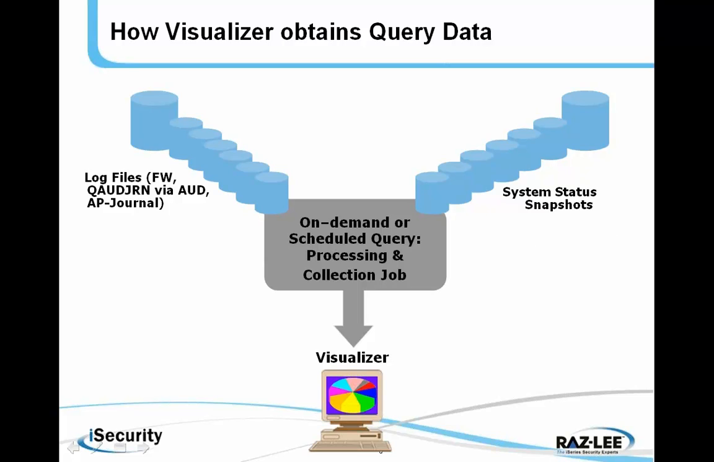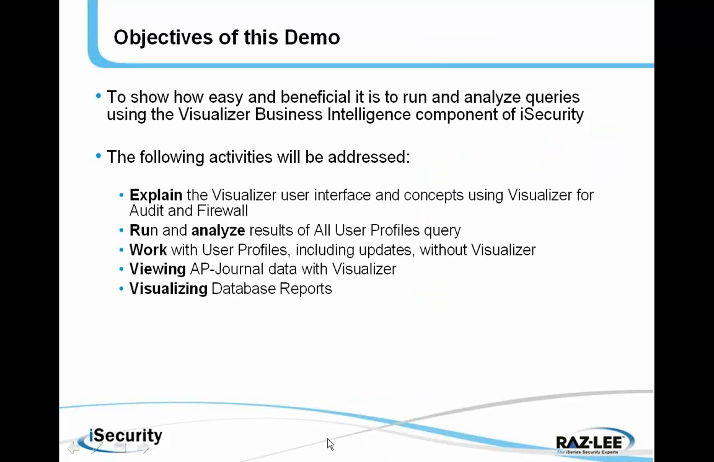These are the queries which begin with $, and which have been added by Raz-Lee to the QAudit Journal. These are very specific audit types, $A, $B, $C, $D, etc., which relate to user profiles, to object analysis, to jobs, to special authorities, group profiles, etc. So again, this processing and collection job runs either on the system status or on queries and produces a statistics file which can be read by Visualizer.